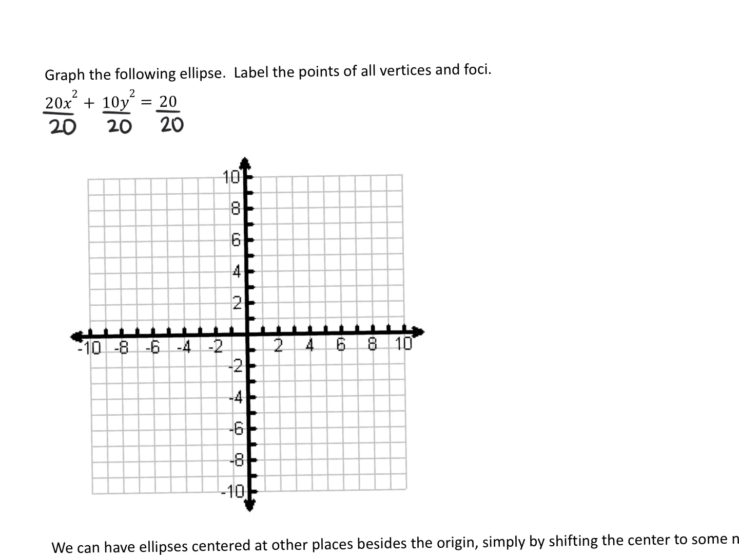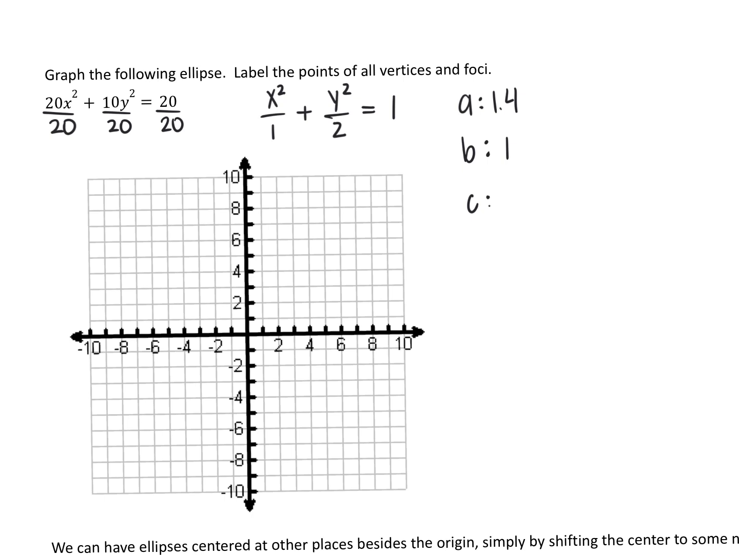So I do that, 20x squared over 20 becomes x squared over 1, plus 10y squared over 20 becomes y squared over 2 equals 1. And the reason why I still wrote the x squared over 1 is so it's easy for me to identify a and b for my equation. So a squared is always the bigger denominator, which means a squared is 2. So a is the square root of 2, which is 1.4. B is the square root of 1, which is 1.